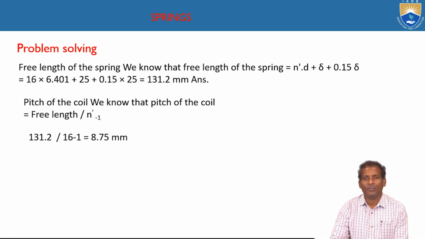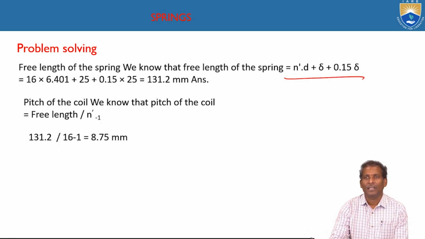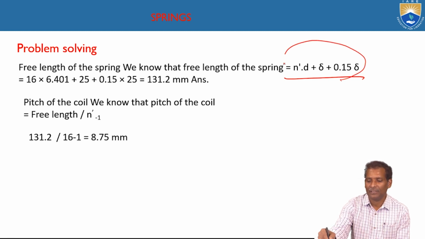Next, find out the free length of the spring. We know the free length of the spring; what is the relation? The empirical relation: n dash into d plus deflection plus 0.15 deflection. This is the standard empirical relation.